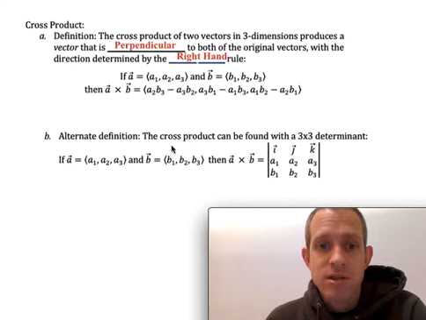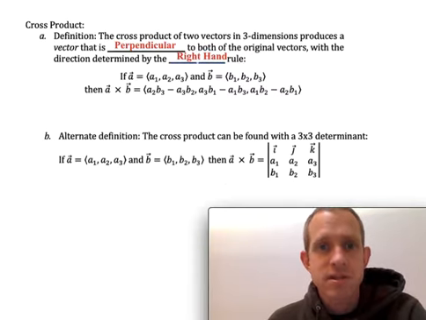Another approach is that you can use the 3x3 determinant that we learned earlier this year. If you set up one vector here, the second vector underneath it, and then have a row of i, j, and k at the top, then you can find the determinant. That's the one that I remember most often, and so that's what I often go to. And I'll show you another technique that you can use in a little bit too.